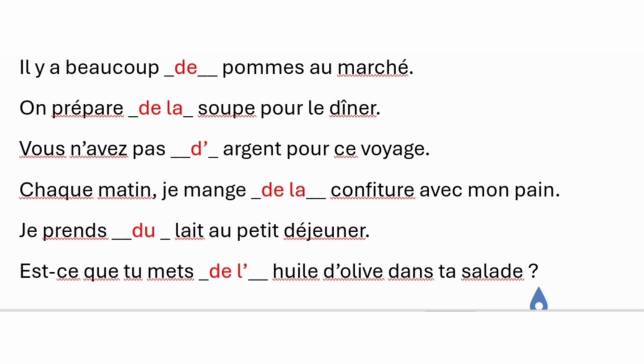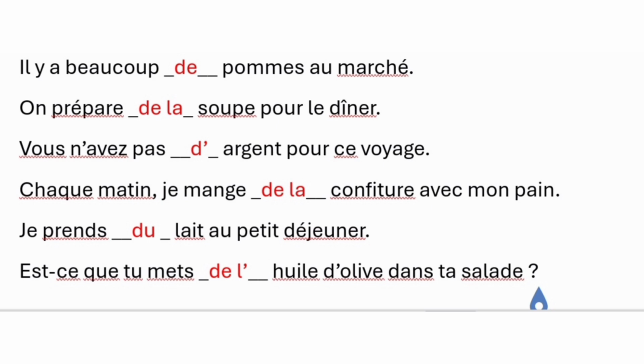Next one. Chaque matin, je mange dash confiture avec mon pain. Every morning, I eat some jam with my bread. Confiture is jam and it is feminine, therefore de la. Chaque matin, je mange de la confiture avec mon pain.